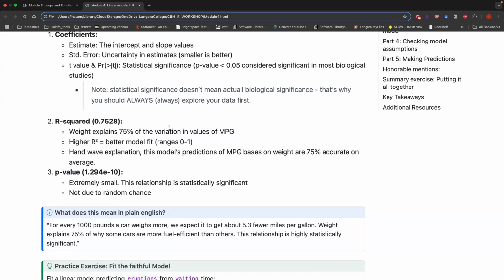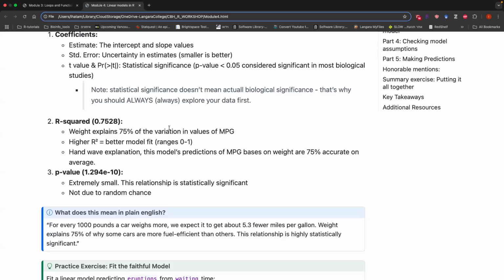Hand wave explanation: predictions of miles per gallon based on weight are on average 75% accurate. That's basically what it means.